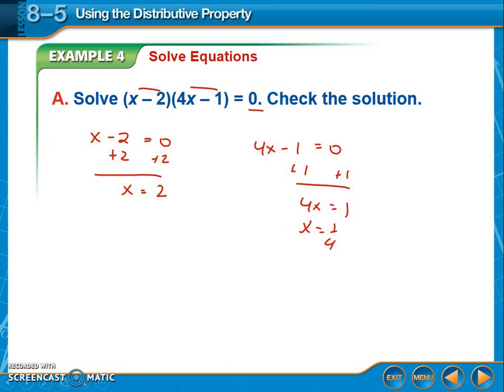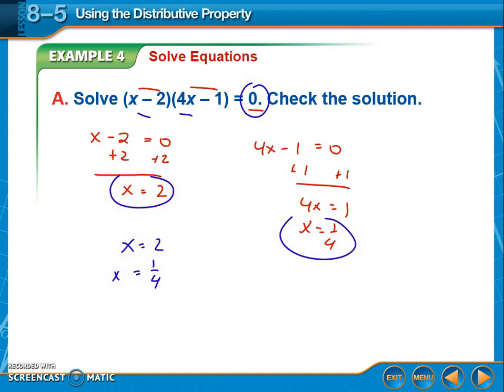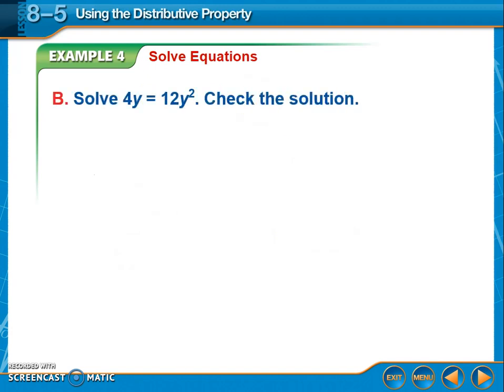Okay, so if I were to go back and plug in x equals 1/4 or x equals 2, I would get a true statement and I would get 0. So my solutions are x equals 2 and x equals 1/4. There are two possible answers that make that statement true. So there's two solutions.